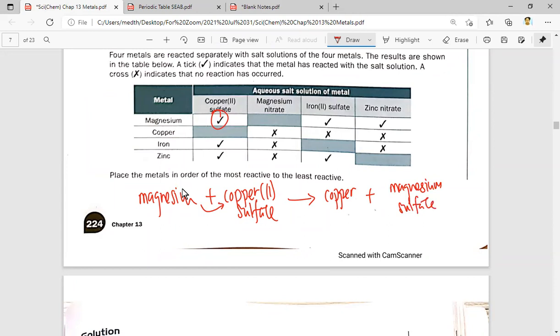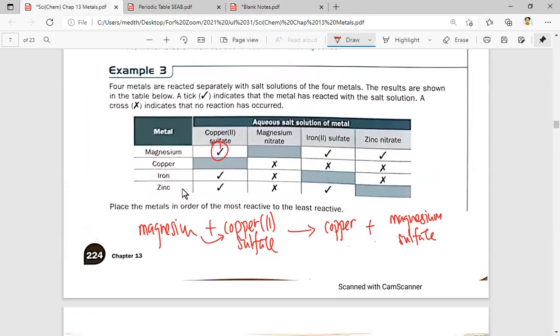So the more reactive element will kick out the less reactive element. That's the key idea, isn't it? Whenever you see a tick like this, it means that magnesium has displaced copper. This is all the salt solution of the metal. So copper sulfate, I put magnesium in. Magnesium can kick it out, so obviously magnesium is more reactive than copper. Iron, I put with copper sulfate. There is a reaction. So tick, that means iron is more reactive than copper.